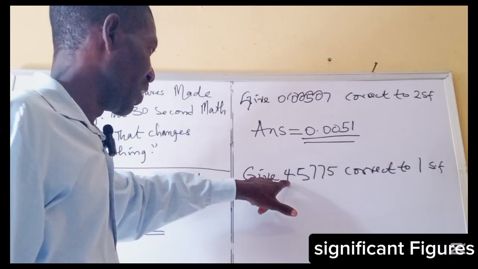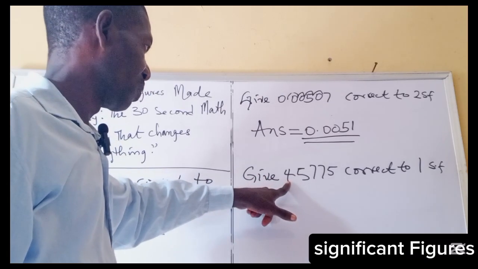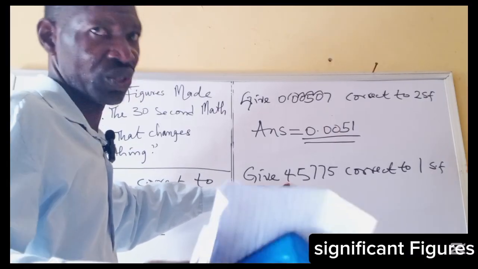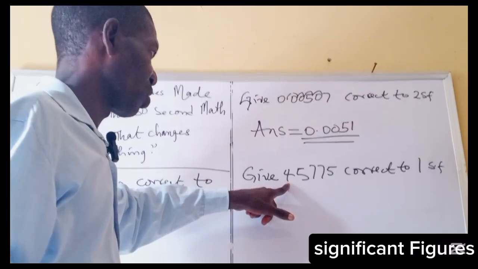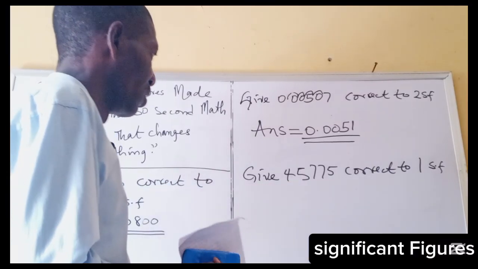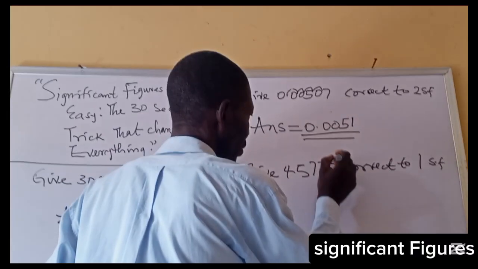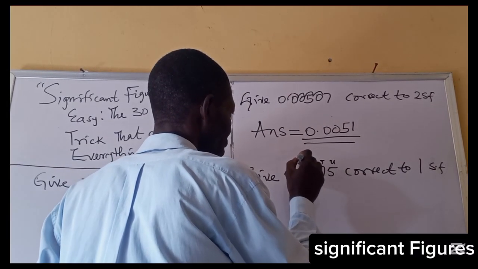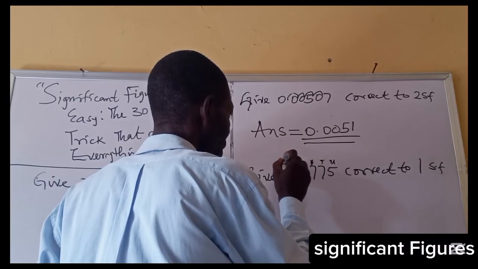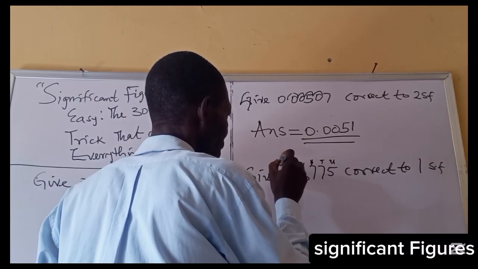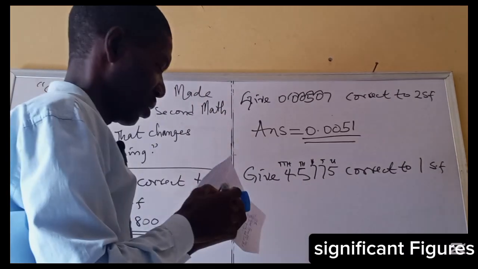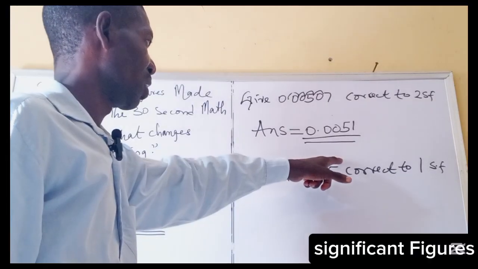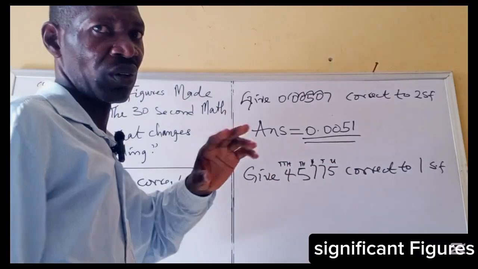So now, this fifth column is the 10,000 position. Let me write it. This is unit. This is tenth. This is 100. This is 1000. This is 10,000. You understand? So all these are very important. If you don't take all this into consideration, you are going to get a wrong answer.